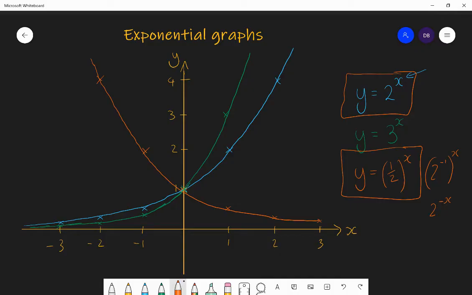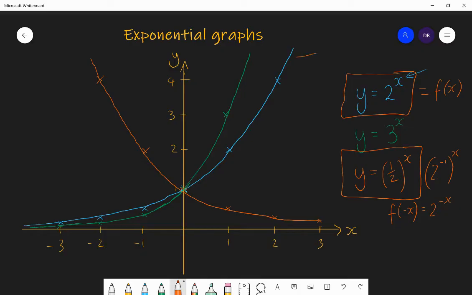And if you've worked in your GCSE course on transformations of graphs, you know that if 2 to the power of x is f of x, then 2 to the minus x would be f of minus x. And f of minus x is a reflection horizontally, or a reflection in the mirror line, which is the y-axis. Okay, so exponential functions do not always go up, don't always increase.